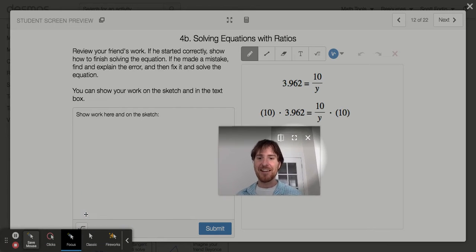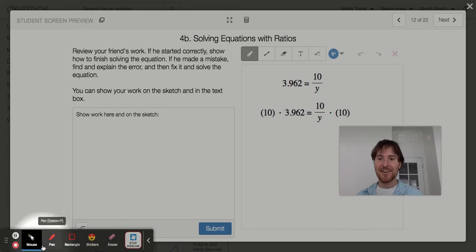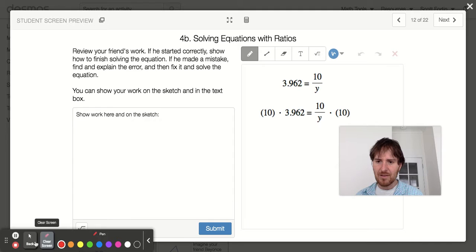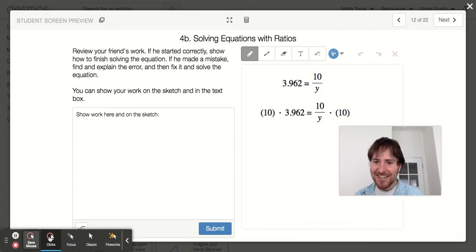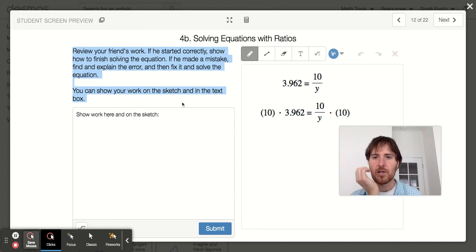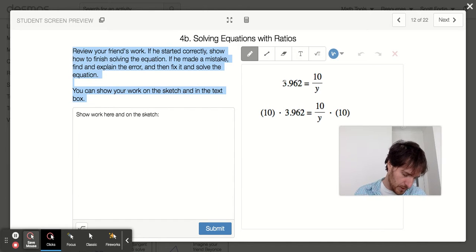Let's turn off this spotlight because we got to read here. So just regular mouse. All right, we're good. So check this out. Review your friend's work. If he started correctly, show how to finish solving the equation. If he made a mistake, we need to explain. Perhaps we're typing in here because your friend didn't make any mistakes in the last slide. Okay, here we've got a pretty big tangent is my guess. This tangent's probably around 85 degrees or so. I don't know. I'm looking at 271 in my textbook.